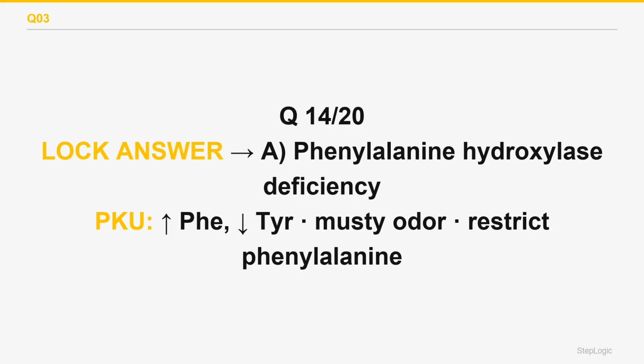Choice B, homogentisate oxidase, is alkaptonuria, dark urine, ochronosis. Choice C, tyrosinase, is albinism, no melanin but normal phenylalanine. Choice D is maple syrup urine disease. The specific elevation of phenylalanine with low tyrosine points to phenylalanine hydroxylase.